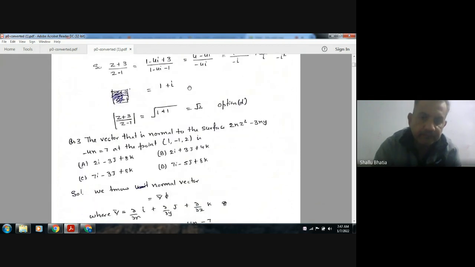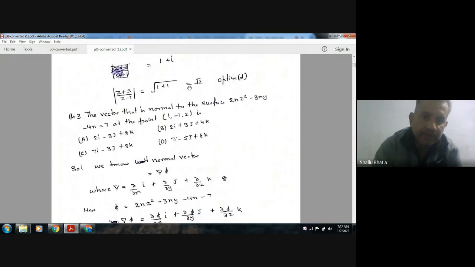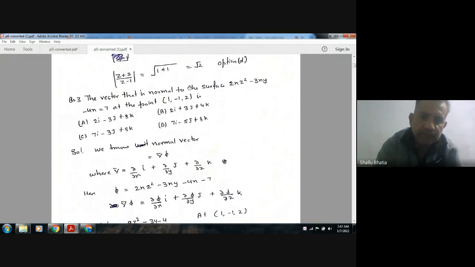Next, the vector that is normal to the surface 2xz squared minus 3xy minus 4x equal to 7 at the point (1, minus 1, 2) is: option A 2i minus 3j plus 8k, B 2i plus 3j plus 4k, C 7i minus 3j plus 8k, D 7i minus 5j plus 8k.